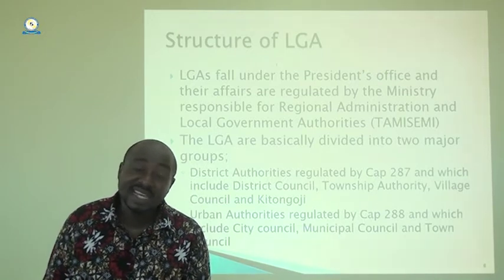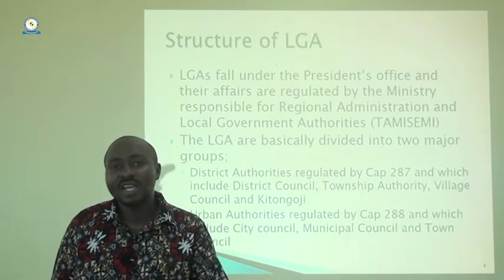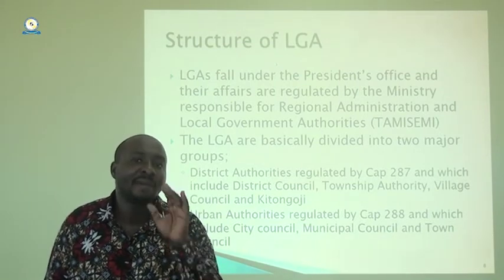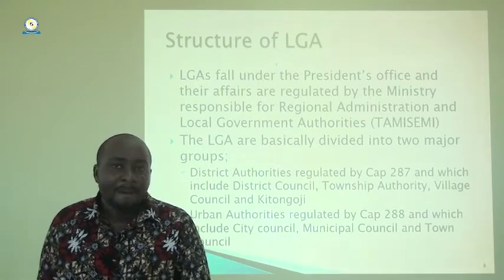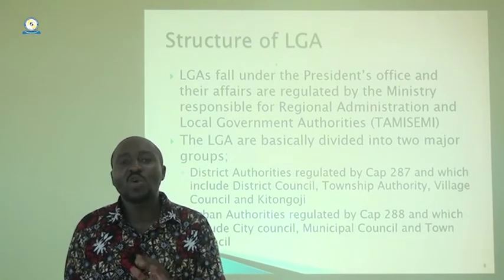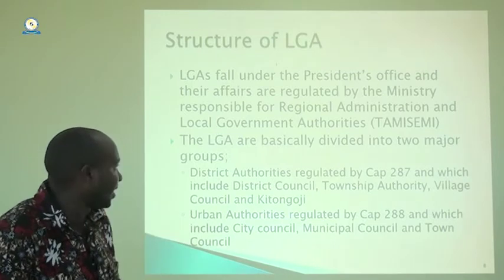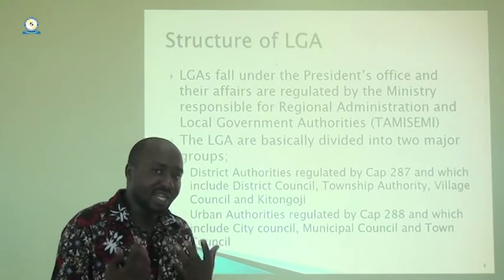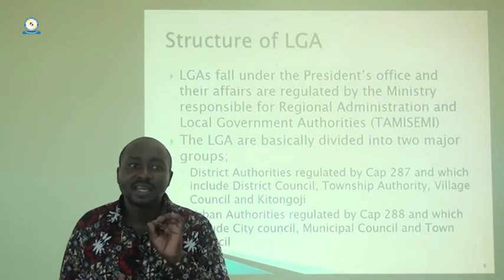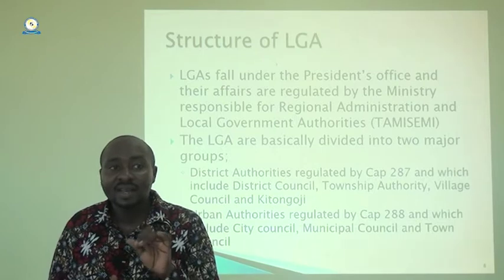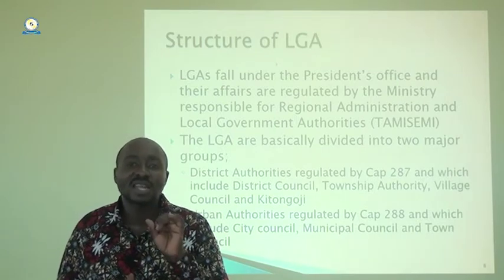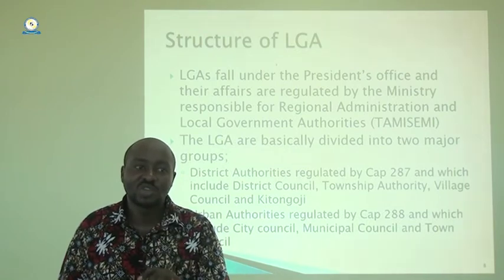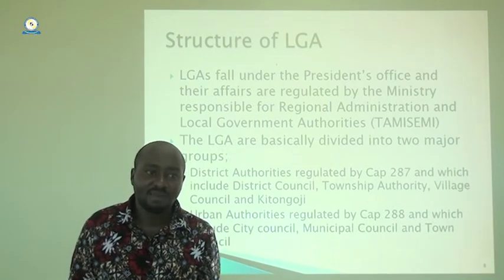Let me repeat this. Previously, the local government fell under the Prime Minister's office. But currently, the local government falls under the President's office. However, its affairs are regulated by the ministry responsible for local government and regional administration, TAMISEMI.